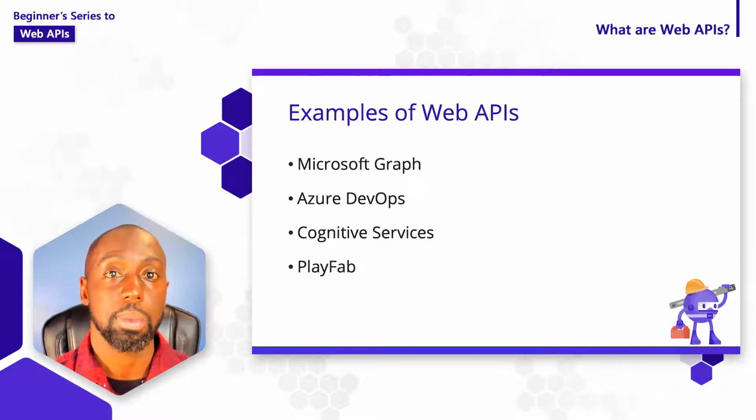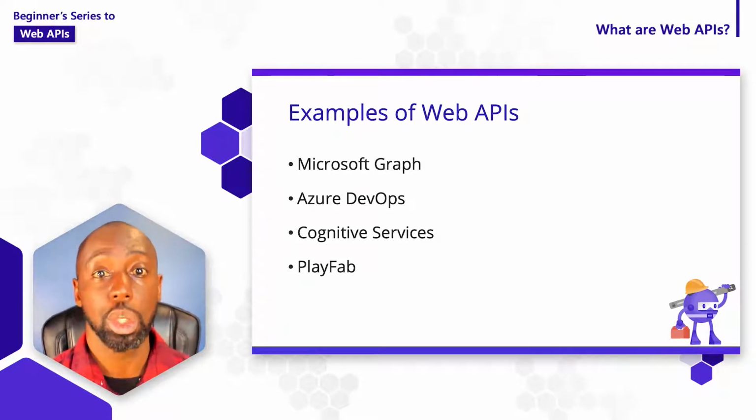Also, if you're interested in doing machine learning and adding that functionality to your app, you can use something like the cognitive services. And if you're building games, again, PlayFab is an interesting set of APIs that could do things like leaderboard tracking, scoring, and player management.